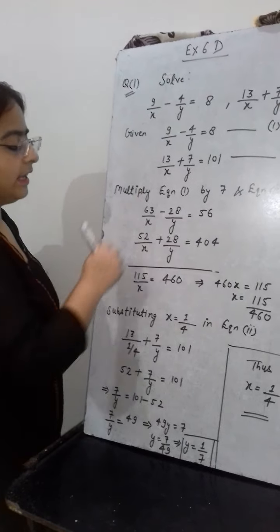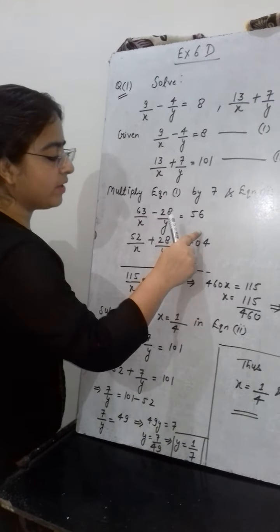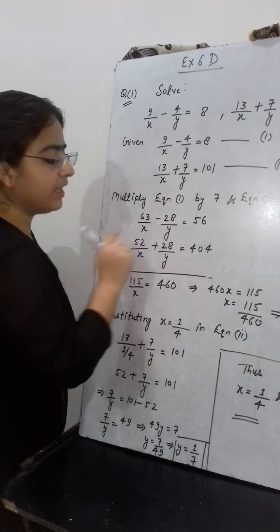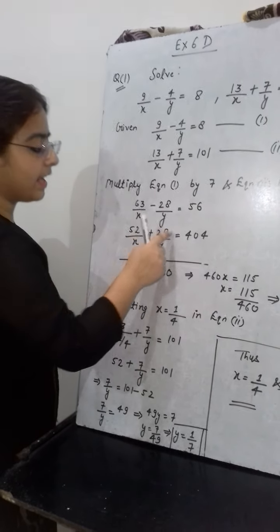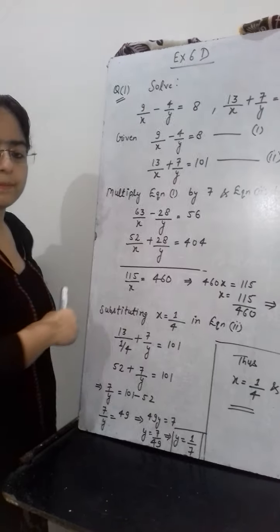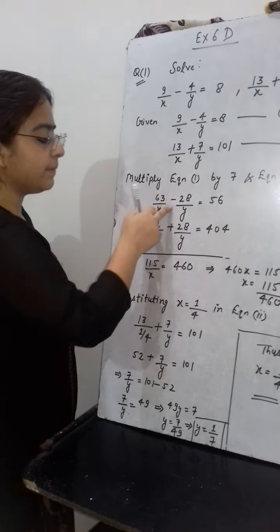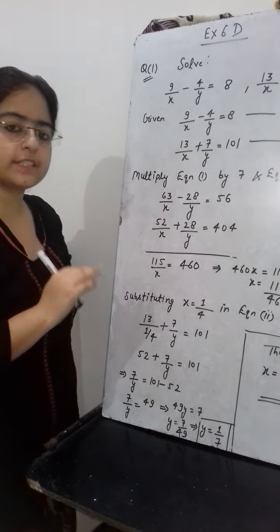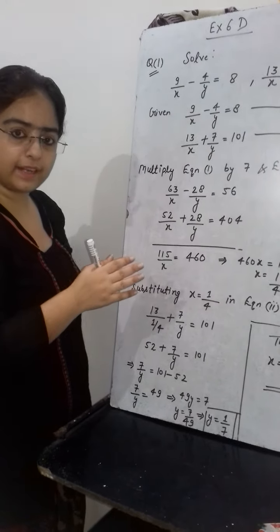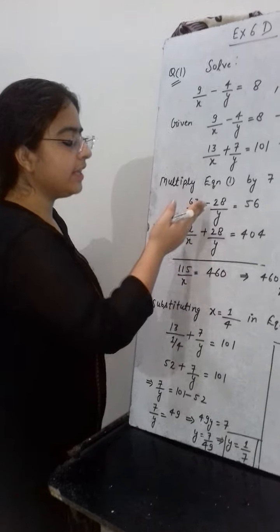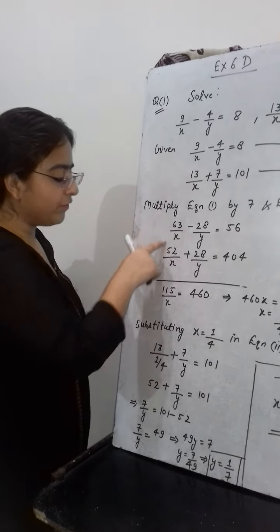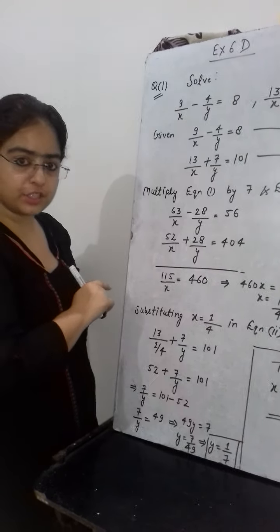Now you see that here in this equation, the second term is minus 28/y, and in the second equation, the second term has become plus 28/y. So already both of these terms have opposite signs. No need to subtract them. There is no need to change the sign of any term because the signs are already opposite here. So we will add both of these equations.